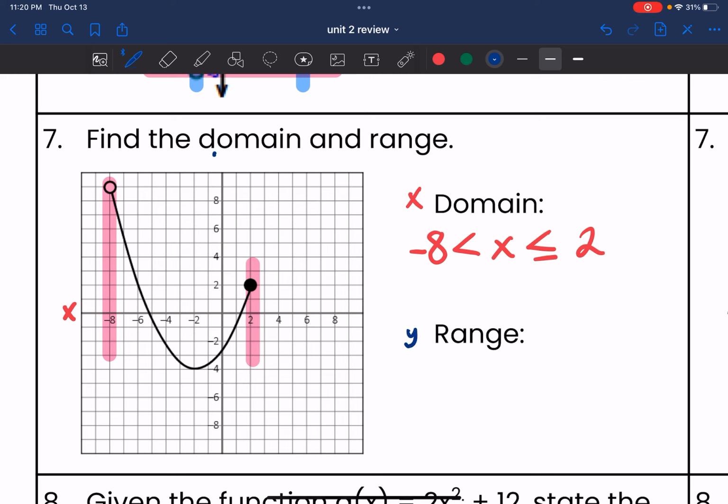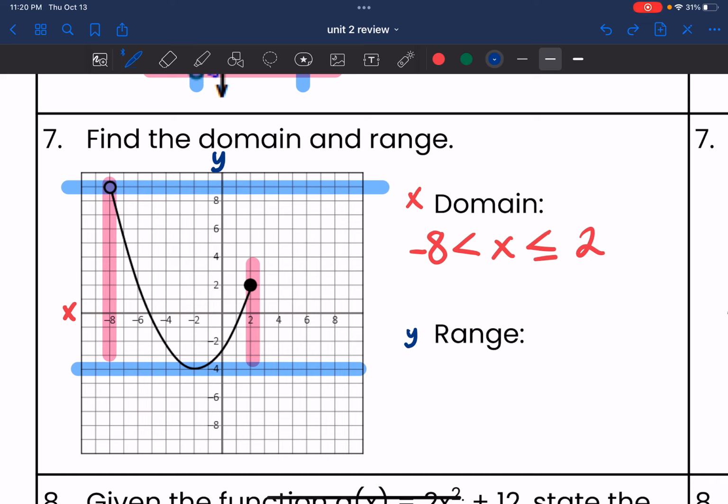Now for range, we want to look at the y-axis. So I know the tallest point is here, but the lowest point, you need to make sure your entire shape is in between those two lines. Don't try to do it at the end point because then you're cutting off part of your graph. Your entire graph needs to be in between the lines.